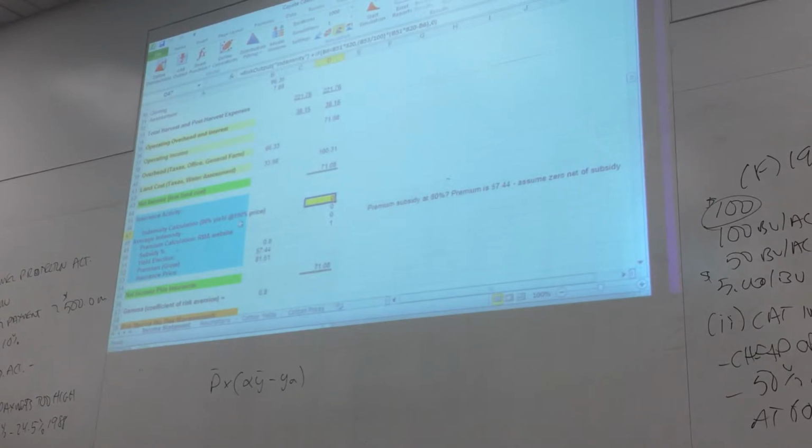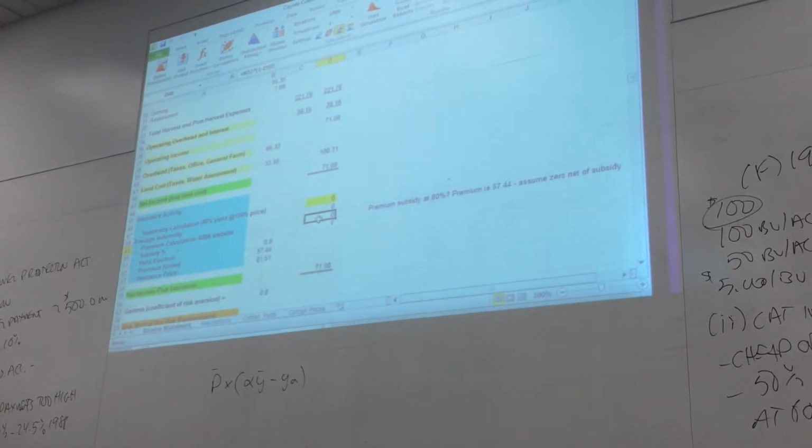The next thing you need to do is calculate average indemnity. That's just for information. Premium calculation: I took that from the RMA website. The premium here is in B52, $57.44. I think I'll have to look at the Cantaloupe spreadsheet again. I think I give it to you. So the premium from the RMA website is $57.44.